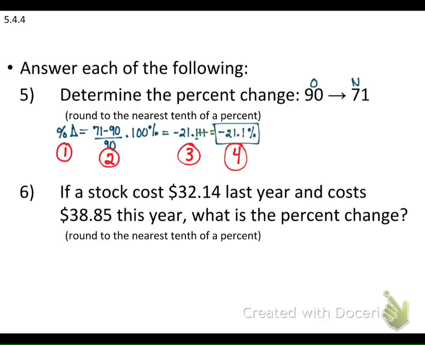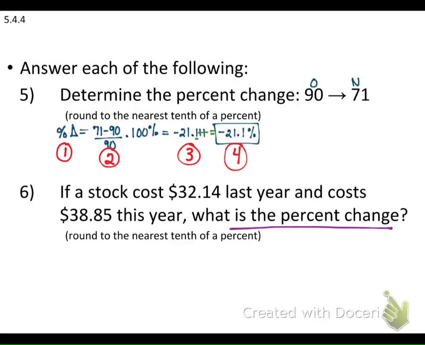All right, let's look at number 6. If a stock cost $32.14 last year and cost $38.85 this year, what is the percent change? So what is it asking us to find? The percent. Yeah, it's asking us to find the percent change. Right there is our hint of what notes we should use. What notes should we use?